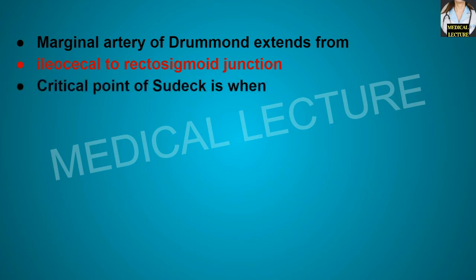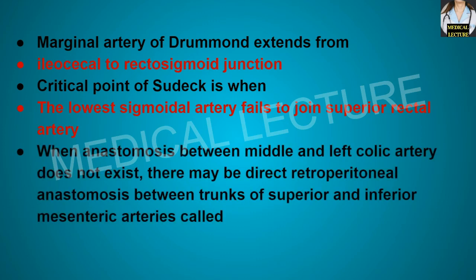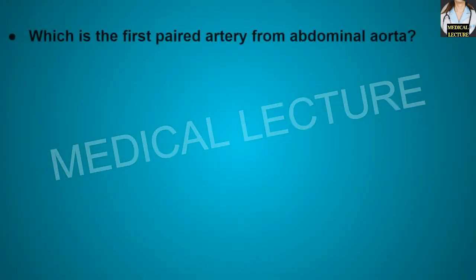The critical point of Sudeck is where the lowest sigmoidal artery fails to join the superior rectal artery. When anastomosis between the middle and the left colic artery does not exist, there may be direct retroperitoneal anastomosis between the trunks of the superior and the inferior mesenteric arteries, called the artery of Riolan. Which is the first paired artery from the abdominal aorta? It is the inferior phrenic artery.